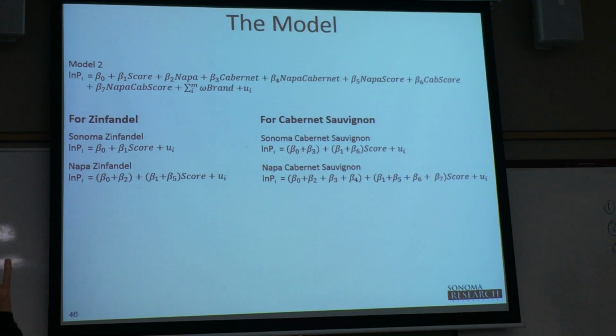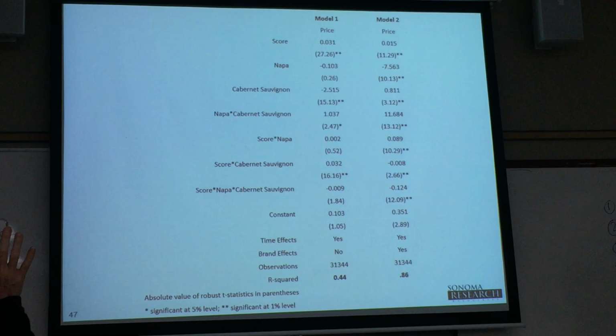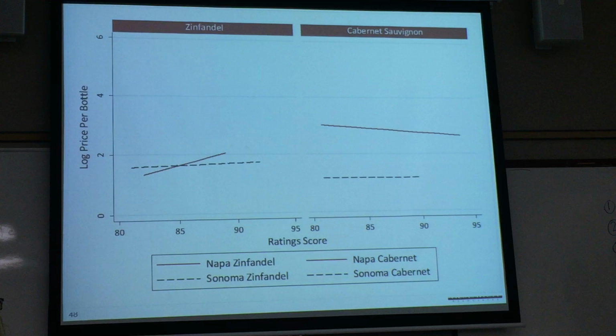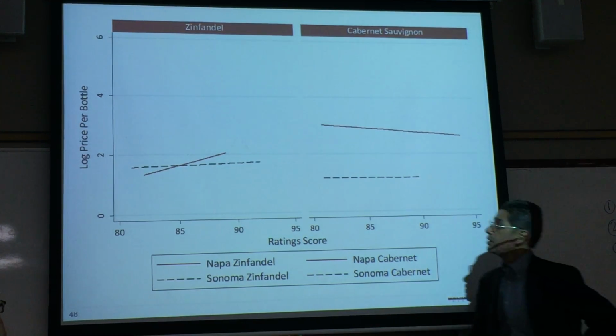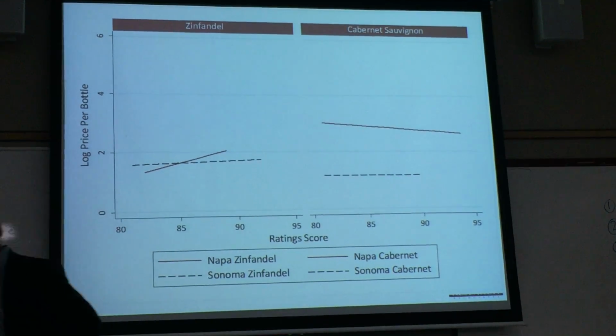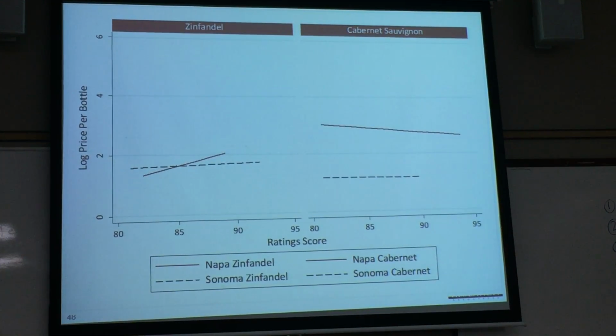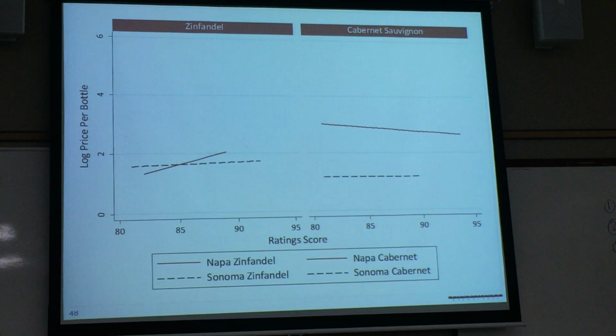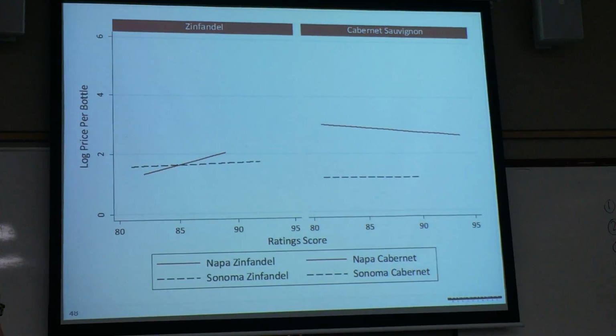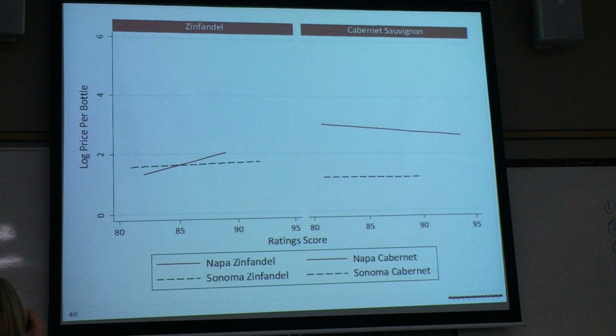But this is the same slide as the previous one. Here are our regression results, let's not worry about that just yet. But here is the picture of the regression results. Again, you get similar results for Zin. Including brand didn't make that much of a difference for Zin. But look at that vertical distance now for cabs. It's a lot bigger. How much bigger? It's about 100%.